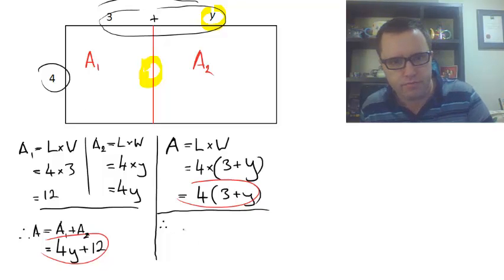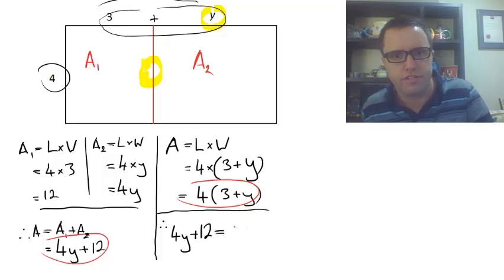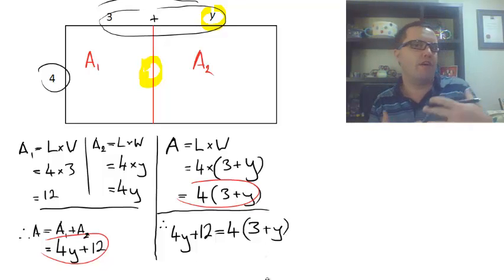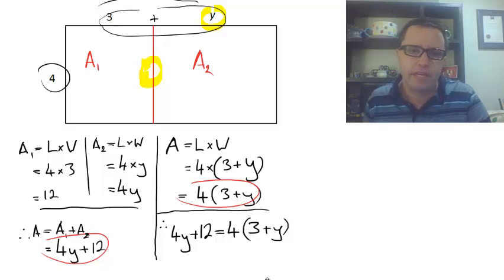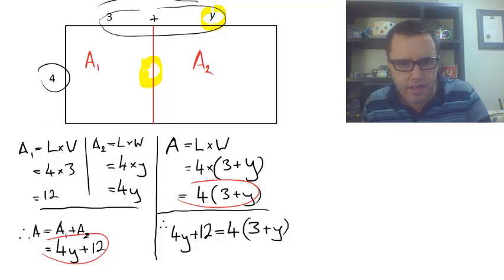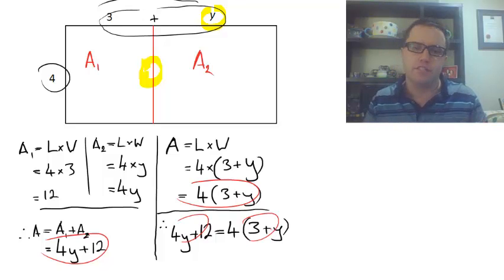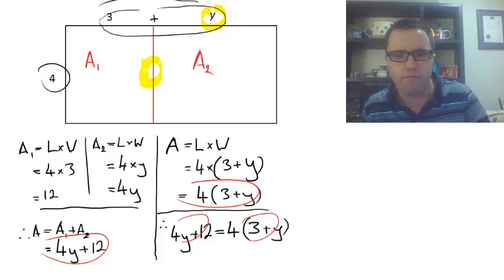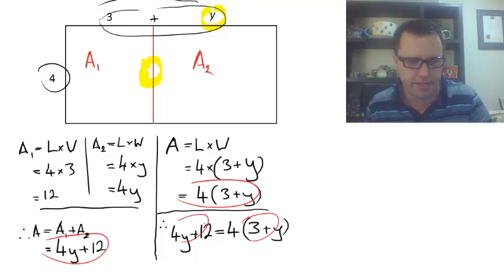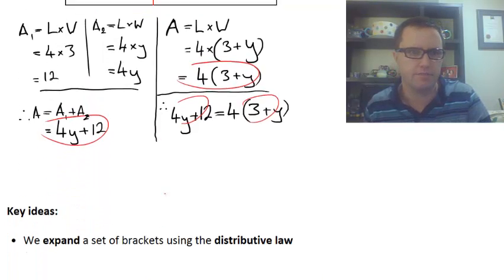So that means it must be true that 4y plus 12 is equivalent to 4 times (3 plus y). All right, so there must be some kind of mathematical way that we can get this to become this, and vice versa. Okay, so today we're going to be looking at how to go from brackets to something without brackets. So let's scroll down, have a look at some key ideas.